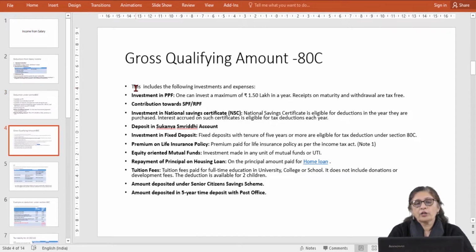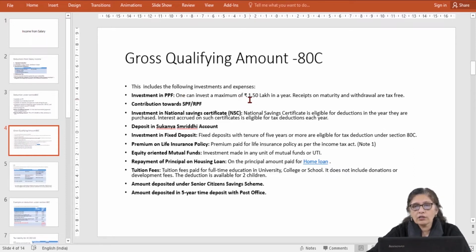Now, what is gross qualifying amount for the purpose of 80C? Which means what all deposits and payments are eligible for deduction under 80C. We have a long list of investments. We have a long list of payments which are eligible under section 80C. To pick up a few important ones, it includes investment in Public Provident Fund, PPF. We have just done the concept of Provident Fund. Anything that you invest in Public Provident Fund qualifies for deduction under 80C.